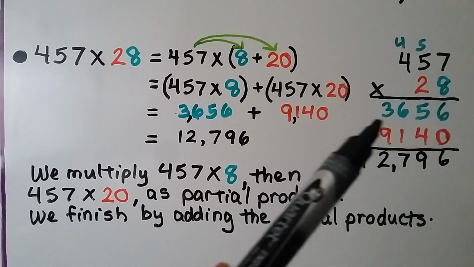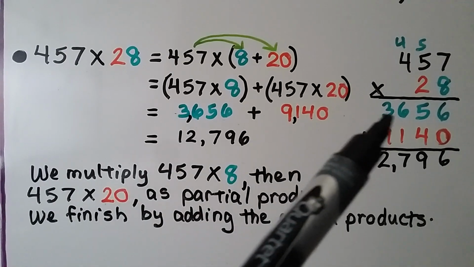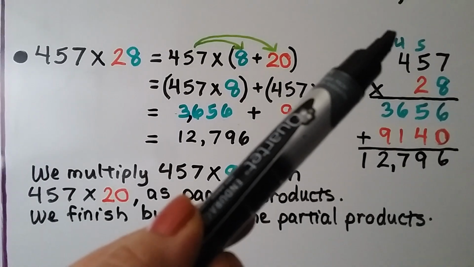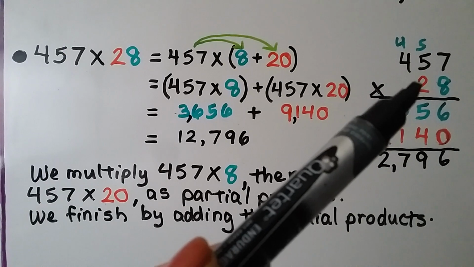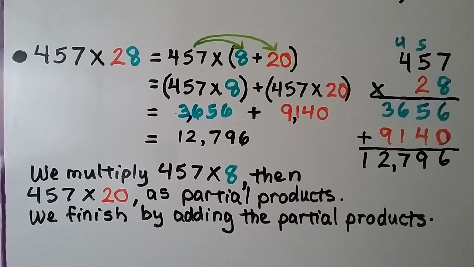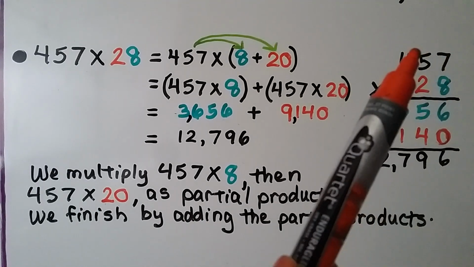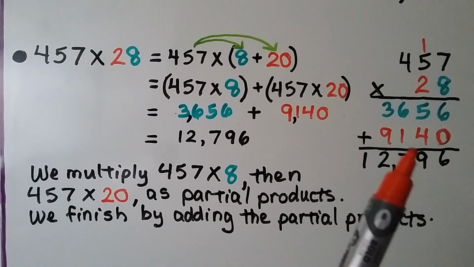So our first partial product is 3,656. See? Now we're going to erase these regroupings because we don't need them when we're multiplying by this 2 in the tens place. We're going to have all new regroupings, so we need to erase those or cross them out. We have 2 times 7, that's 14.